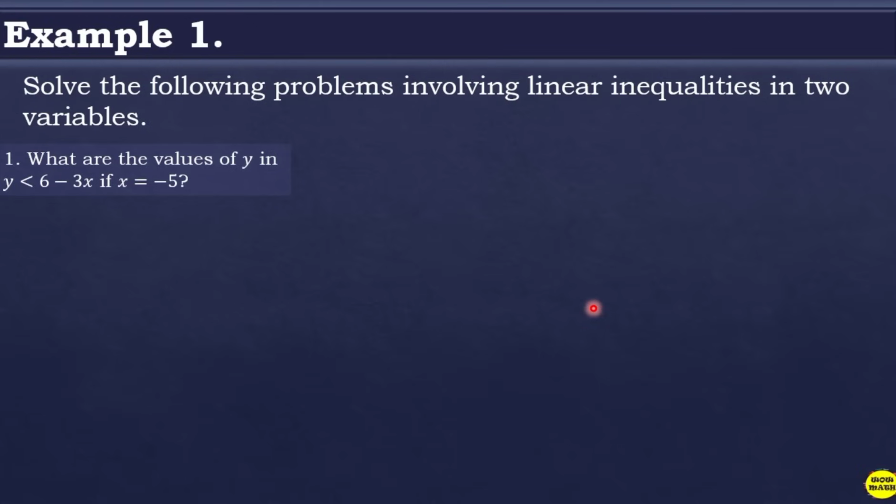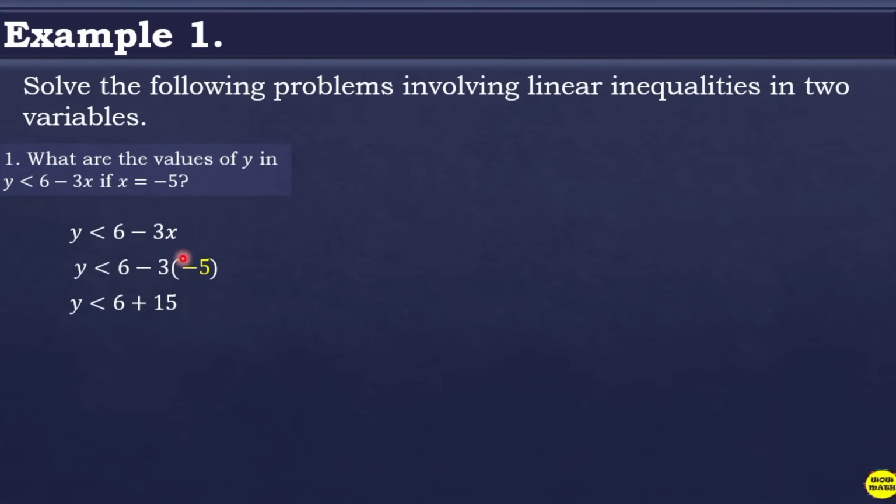So, ano po ang gagawin natin? What are the values of y in y is less than 6 minus 3x if x is equal to negative 5? Mukha siyang mahirap, pero all you have to do is to substitute. Isa-substitute lang po natin. So, copy your given. And then, itong negative 5 na given mo, isa-substitute mo lang po dito. Okay? So, let's substitute.